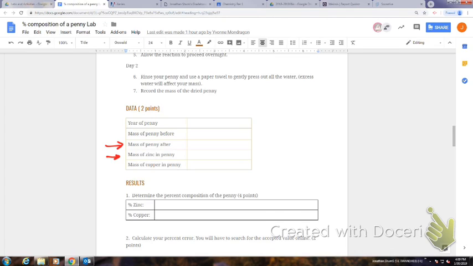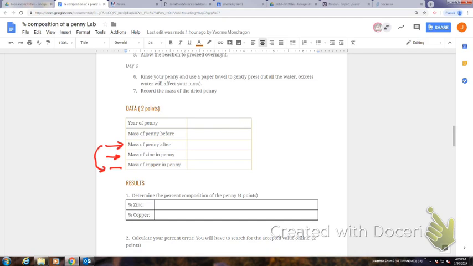And then obviously the mass of the copper should be the mass of the penny after, because the copper is what is left over. Then you'll determine the percent composition of the penny, so the percent zinc is the mass of the zinc divided by the total mass, times 100, and the percent copper would be the mass of the copper divided by the mass of the penny times 100.